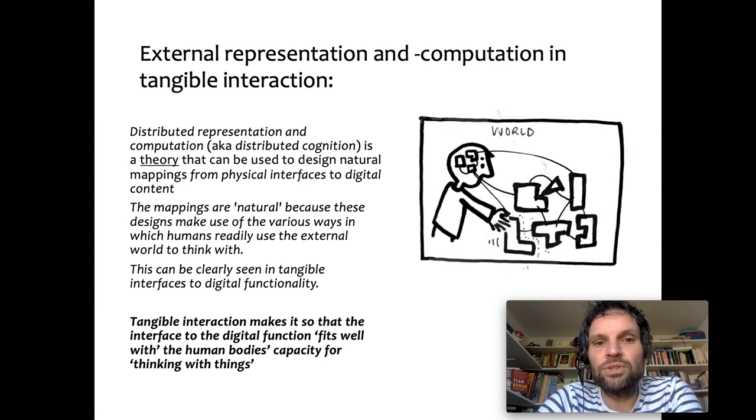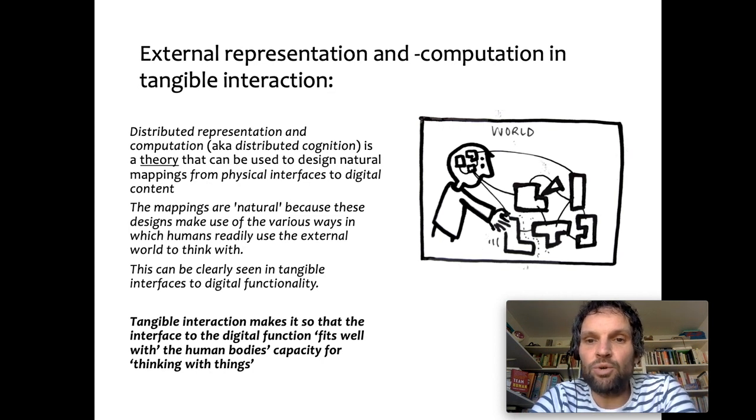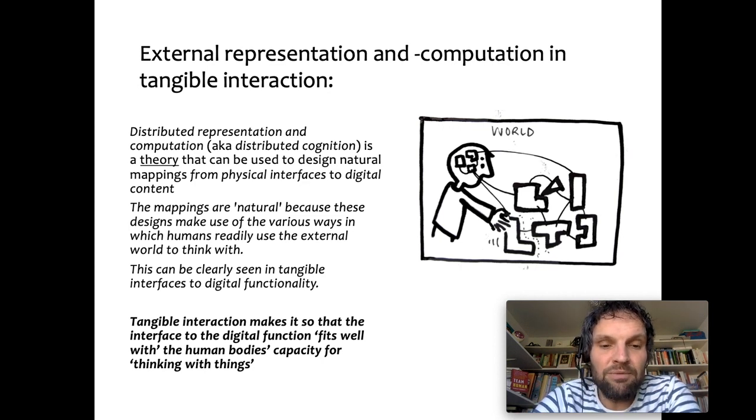That's a theory that can be used to design natural mappings, as Donald Norman calls them, from physical interfaces to digital content. So the idea is you have a digital system, and the question is how to design a good interface to this digital content. The reason we call these mappings natural is because these designs make use of the various ways in which humans use the external world to think with. We are born to use the world externally as a tool to think with. That comes naturally with how human beings work. And if you design for it in that explicit way, that makes life easier.